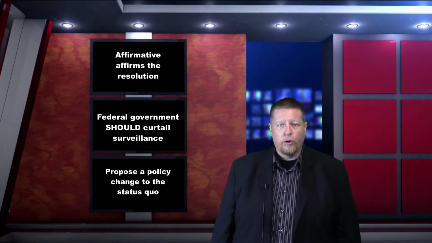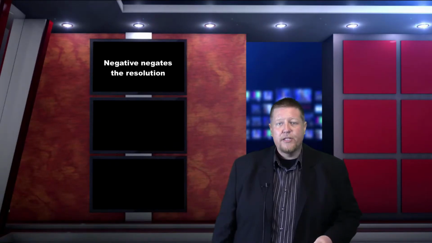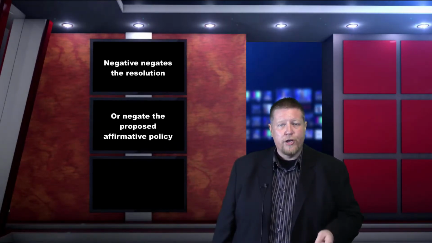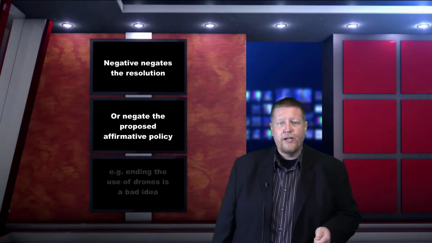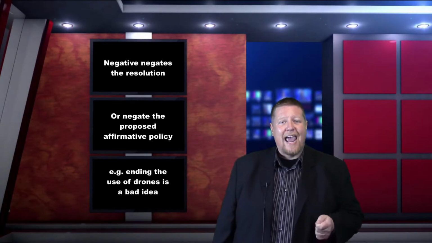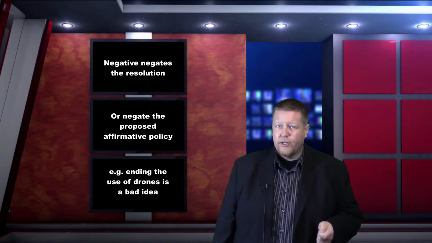So an affirmative team could, for example, propose a policy to end the use of drones within the United States borders. The job of the negative team is to negate the resolution and/or negate the proposed affirmative policy change. To negate means to disagree with or oppose. So the negative team would argue that the affirmative policy change is a bad idea. In our example, the negative team would argue that ending the use of drones within the United States borders is a bad idea.